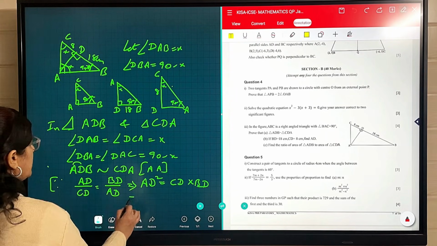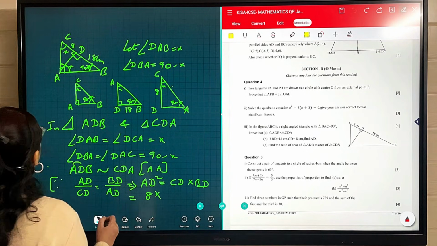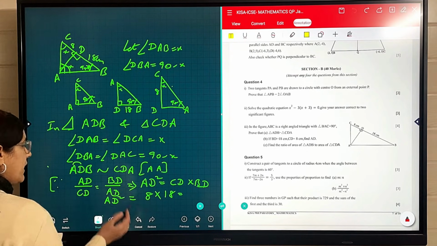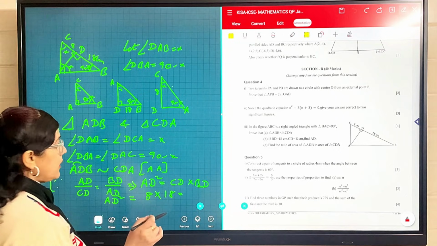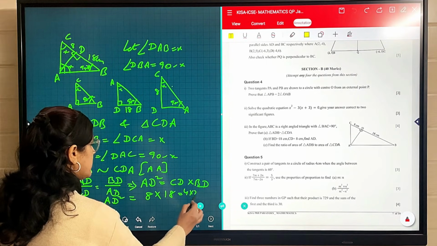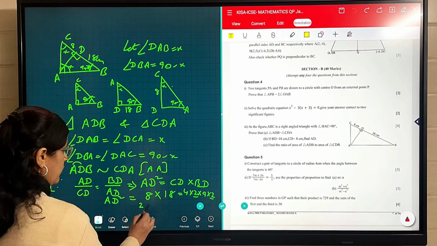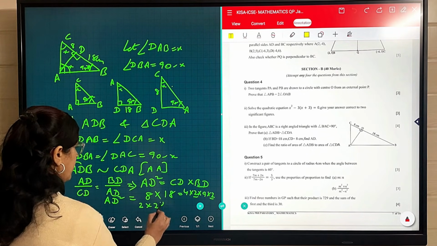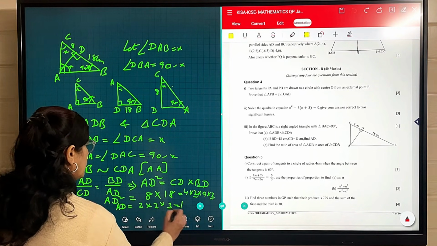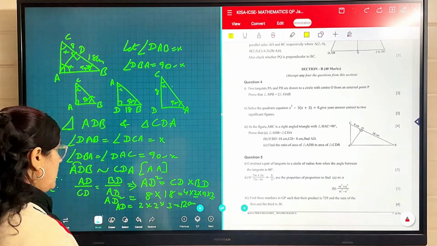So AD square, the value of CD in our case is 8, given in the question, and BD is 18. So 18 into 8 is AD square. Whenever a square root is there and we have to take the under root, always try to make smaller factors of that number, like 4 into 2 is 8 and 9 into 2 is 18. So 2 and 2 will come out, and from 4 you can take 2, and from 9 you can take 3. So this is the value of AD, not AD square. So 4 into 3, it means 12 centimeters is the value of AD. This is the final answer of this question.